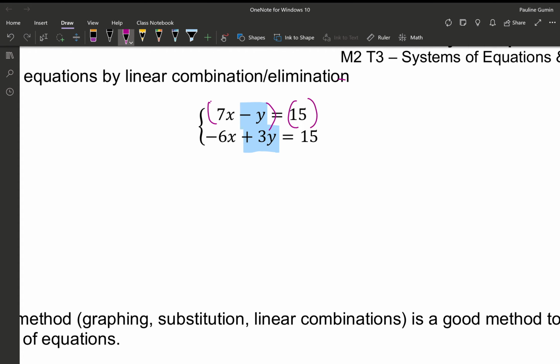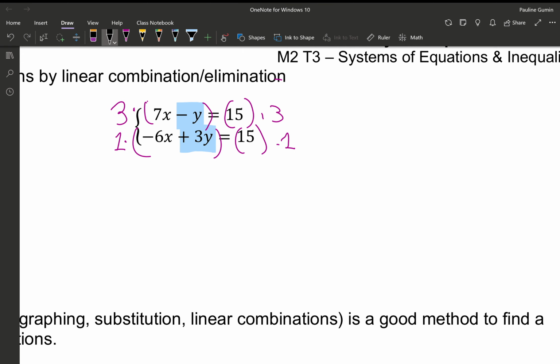So I'm going to multiply the whole top equation by 3 and the whole bottom equation by 1. There we go. That's better. Okay. So hopefully by doing this, we should have some opposites. Let's see what happens. 3 times 7x is 21x. 3 times negative y is negative 3y. 3 times 15 is 45.